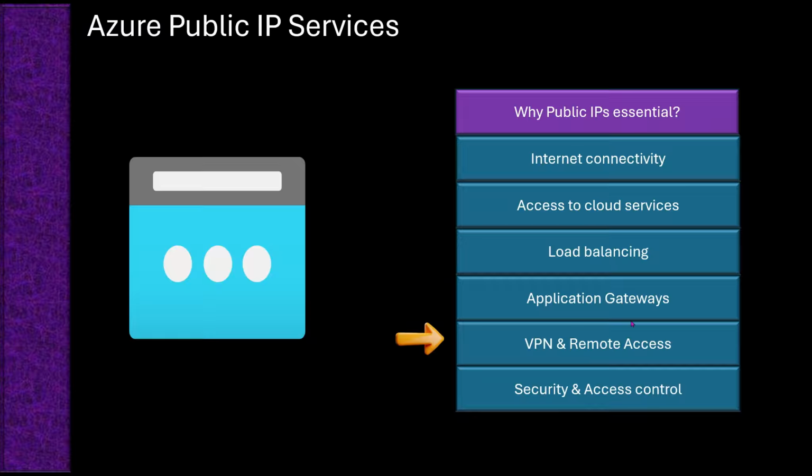For remote access solutions such as VPNs, public IP addresses allow users to connect securely to Azure resources from remote locations, which include on-premises networks or individual devices. Azure allows you to control access to resources with public IPs using network security groups and firewall rules and ensure that only authorized traffic reaches your resources. This capability is essential for securing internet-facing workloads and reducing exposure to malicious traffic.